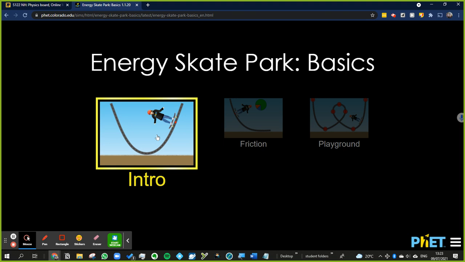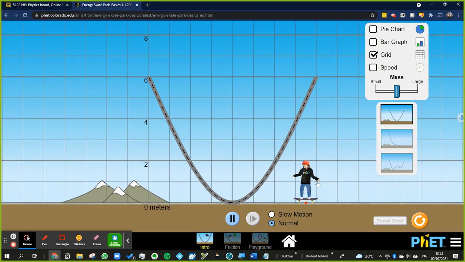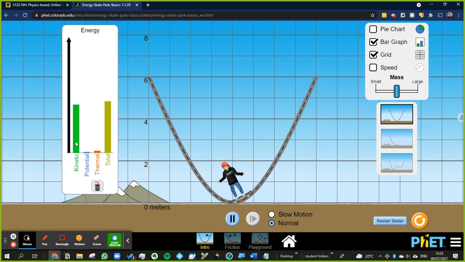So we did look at the intro, and let's just turn on some of these features. The grid's quite useful because we can basically always see that it gets to the same place every time. And if we look at the bar graph, we can see that we do have a little bit of thermal energy, but that might be because I dropped him on the floor temporarily. When I dropped him on the floor, it produced a little bit of thermal energy. But other than that, the kinetic is transferring into potential.